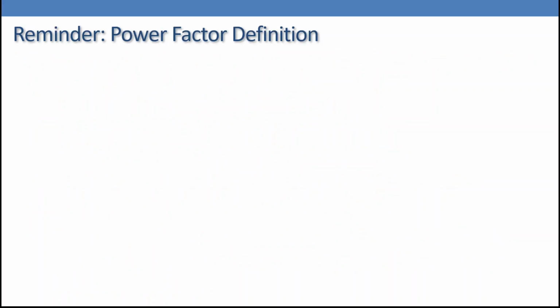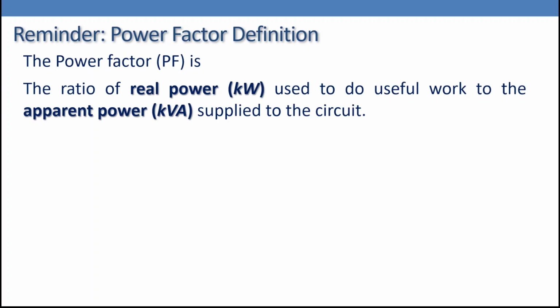So before answering the questions one by one, let me remind you about the power factor definition. The power factor is the ratio of the real power in kilowatt used to do useful work to the apparent power or the total power supplied to the circuit. So in equation form, power factor is P over S.